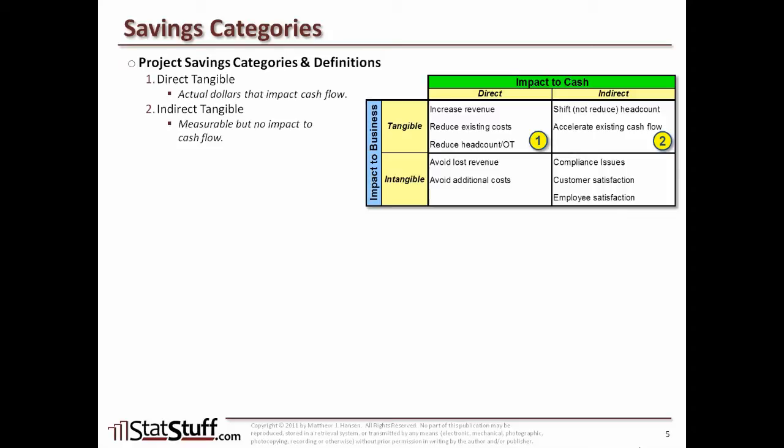So the examples here are shifting headcount. We're not really reducing headcount, but we saved some time and labor for what our existing employees are doing, but now they're doing something different. We didn't really eliminate them, so we didn't reduce any payroll off of our operating expenses, but now they're doing different types of work. Well, that's really shifting our headcount. So it's again not impacting the bottom line, but it does still make a measurable impact to the business.